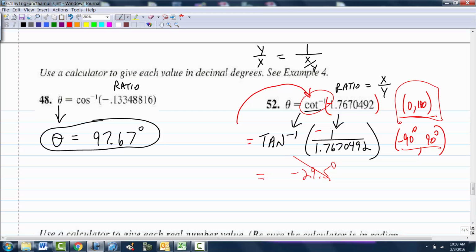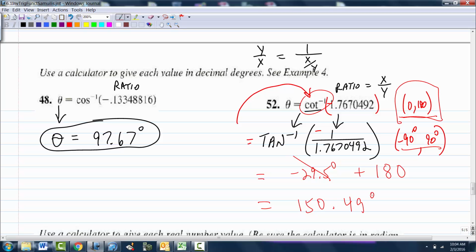This is a calculator design issue because they did not give you a cotan button. But guess what that negative 29.5 degrees is? It's a reference angle. So how do I get the quadrant 2 reference angle? What do I simply do with negative 29.5? Add 180. What is it?